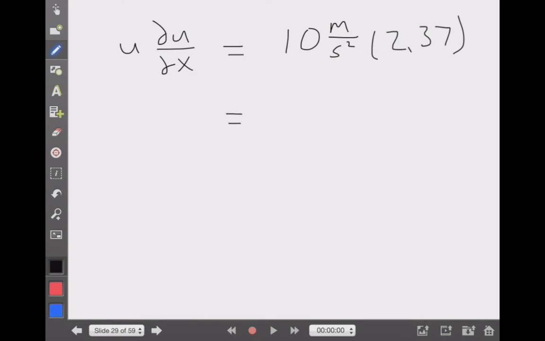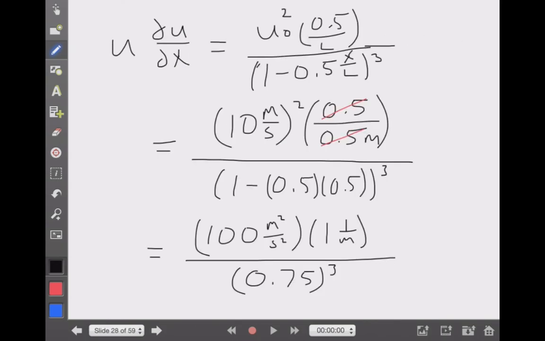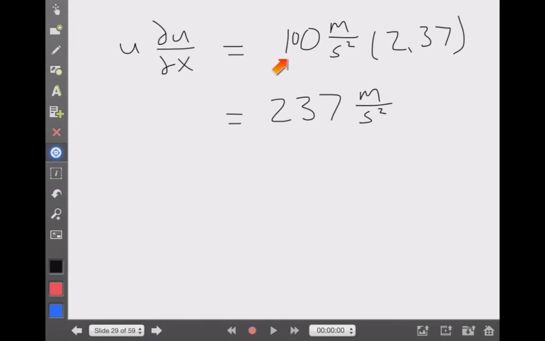So the answer to this, and this is actually 100, sorry, there's an extra 0 in there. So let's just note that I brought this forward wrong. This should have been 100 meters per second squared right here. 100 meters per second squared times 1 over 0.75 cubed, which is 2.37. Multiplying those two together, this is dimensionless, and this has meters per second squared. We get 237 meters per second squared.